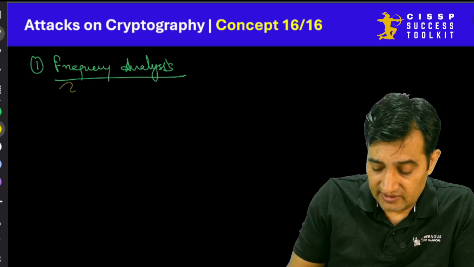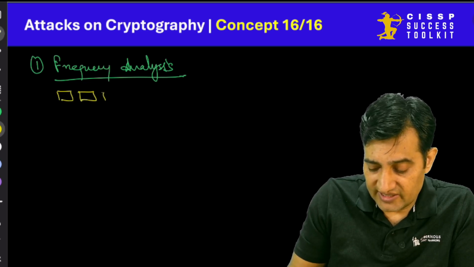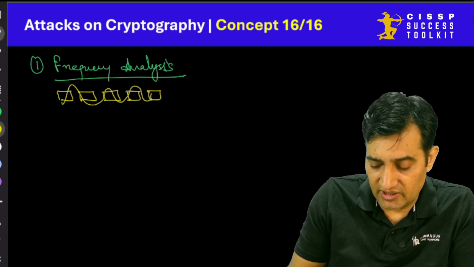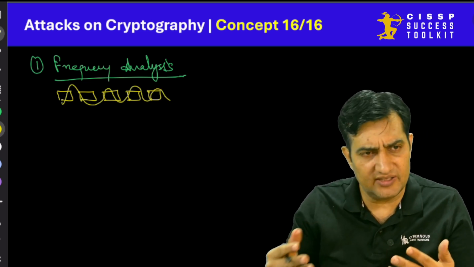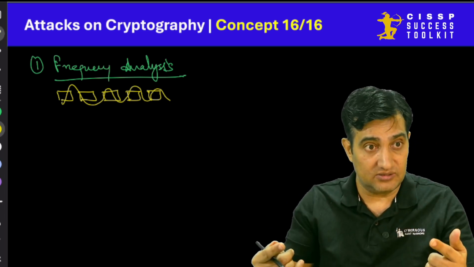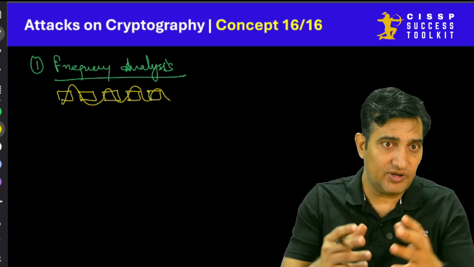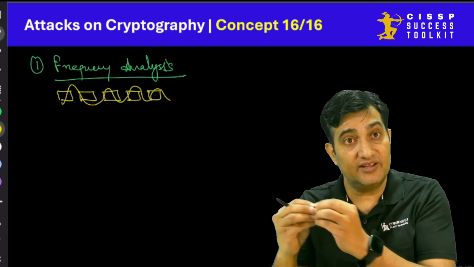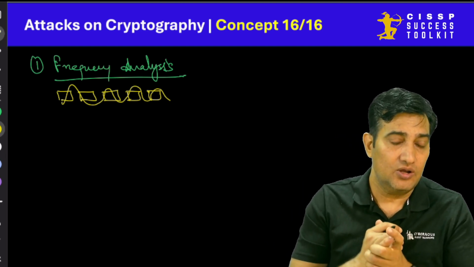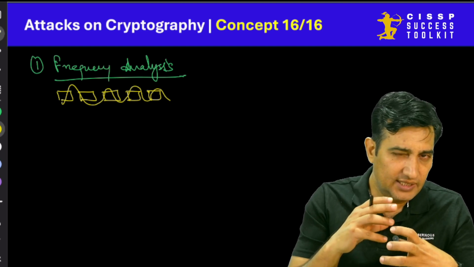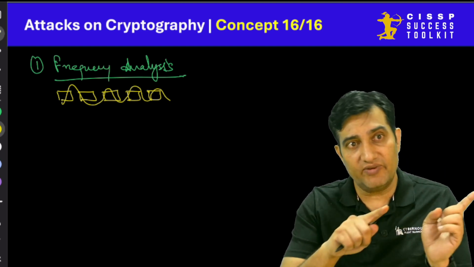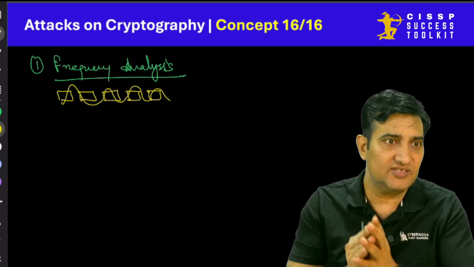If the attacker gets some kind of ciphertext and is able to find certain patterns out of it, because in whatever language, be it English or any other language, some words or characters are repeated more than others, and the attacker is able to find that pattern, that can lead to breaking the crypto system. This kind of analysis, which is based on the repeated characters and words in any language, is called frequency analysis.